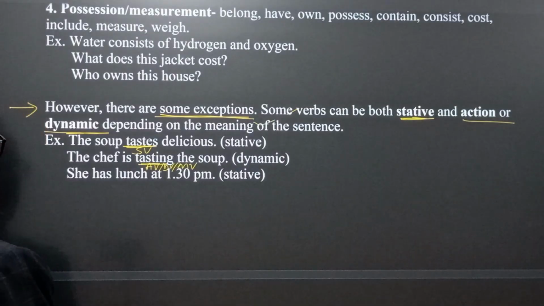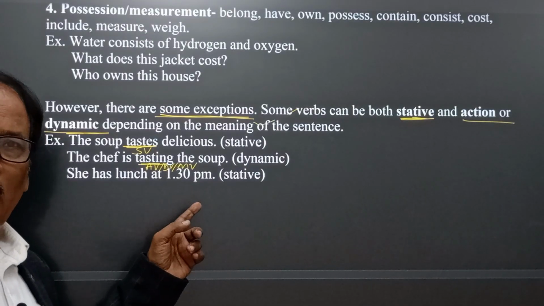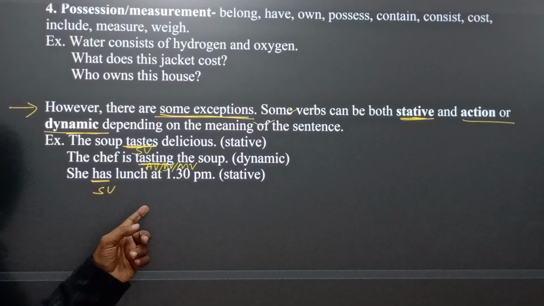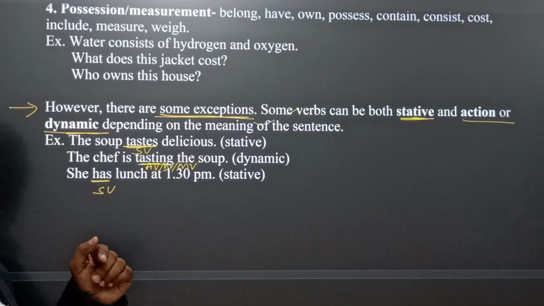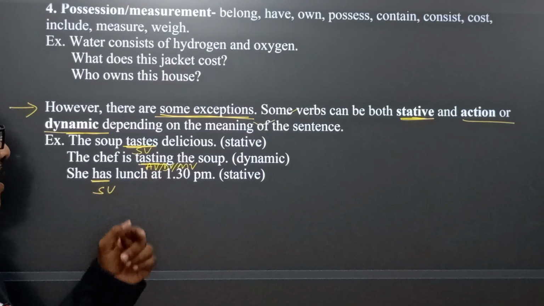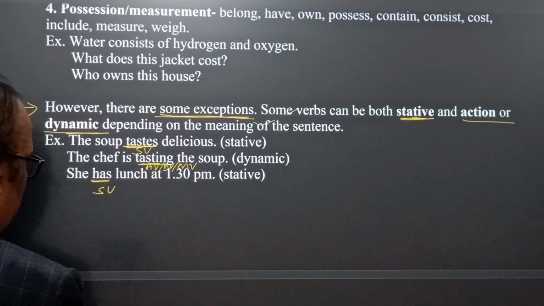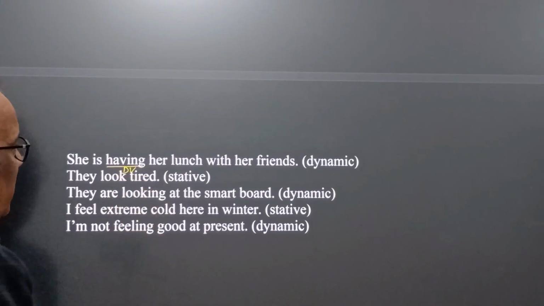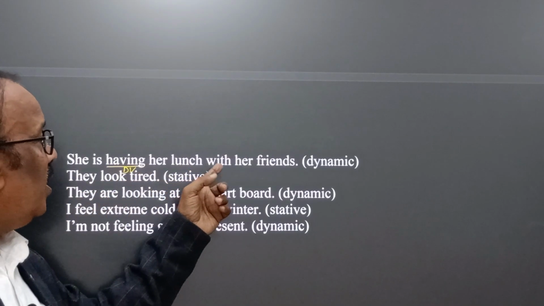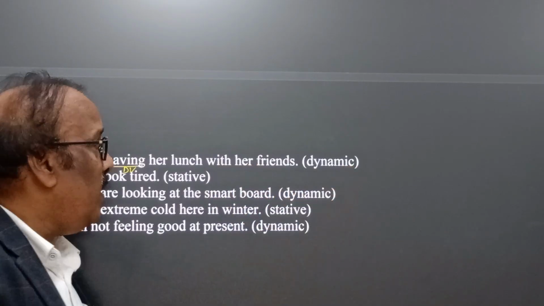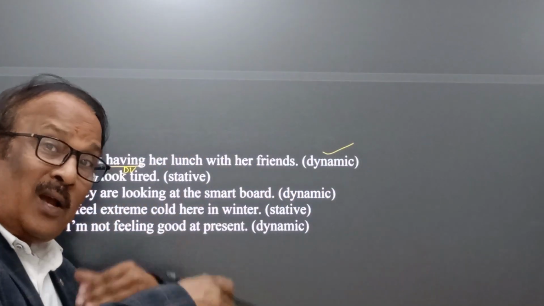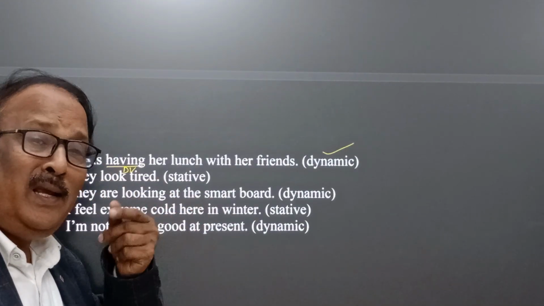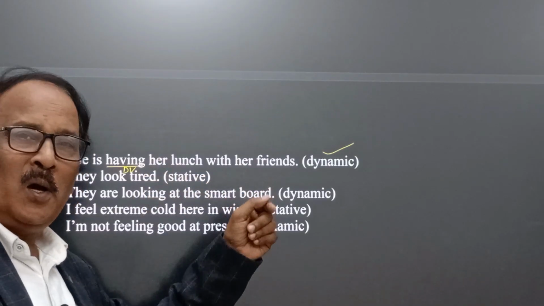Now another example. She has lunch at 1:30 p.m. Here has is the stative verb. It means she takes lunch at 1:30 p.m. But on the other hand, she is having, here dynamic verb. Yes, she is having her lunch with her friends. It is a dynamic verb because the action is going on. It means she is taking or eating her lunch with her friends.